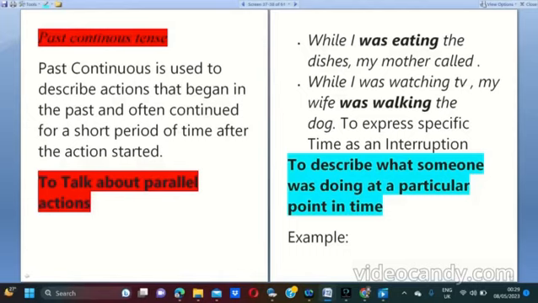To express interrupted actions in the past. See, while expressing interrupted actions, we use different tense combinations. When I was going to work, I saw an accident. Here, which is the longer action and which is the shorter action? When I was going to work is the longer action. I saw an accident is the shorter action. Here we can use past continuous tense for the longer action. Next, for shorter actions, we can use simple past.